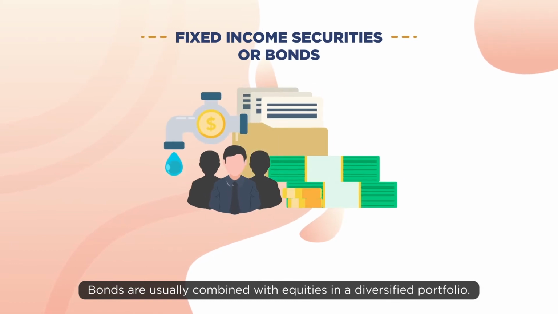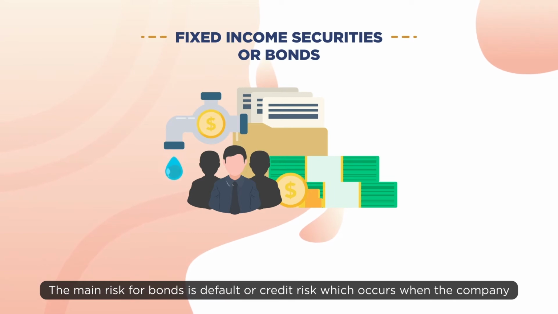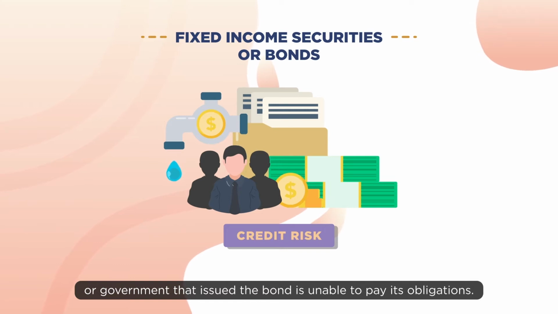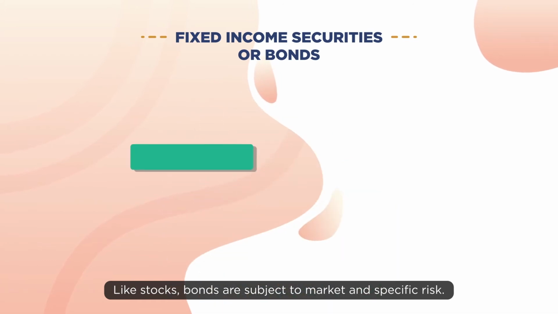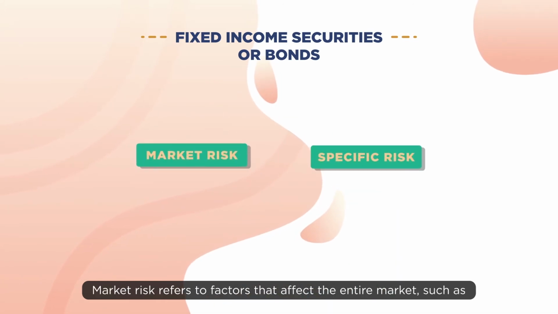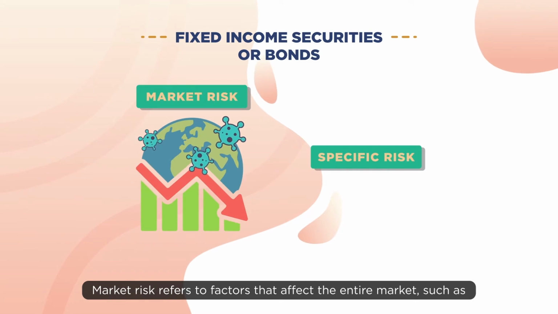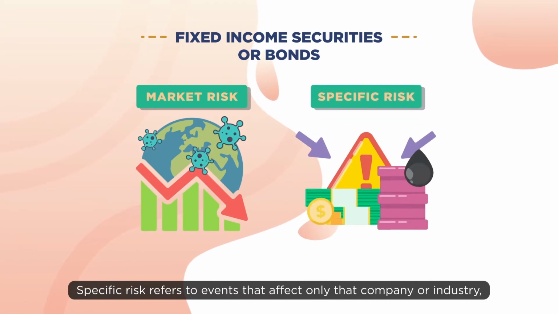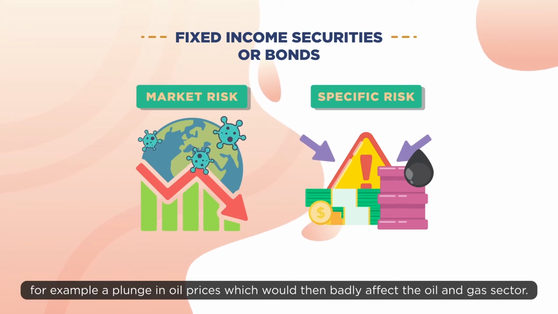Bonds are usually combined with equities in a diversified portfolio. The main risk for bonds is default or credit risk, which occurs when the company or government that issued the bond is unable to pay its obligations. Like stocks, bonds are subject to market and specific risk. Market risk refers to factors that affect the entire market, such as the global financial crisis or the COVID-19 pandemic. Specific risk refers to events that affect only that company or industry. For example, a plunge in oil prices, which would then badly affect the oil and gas sector.